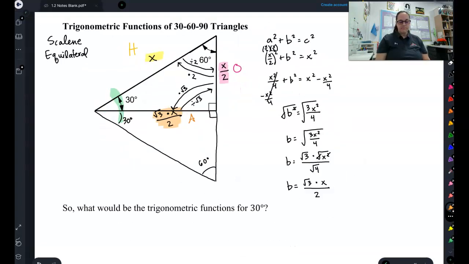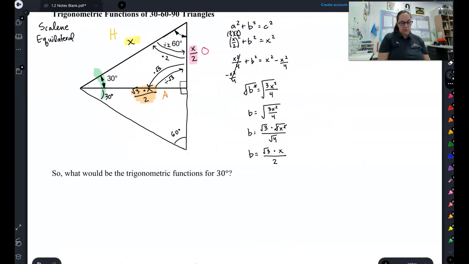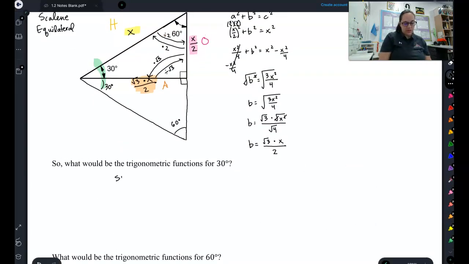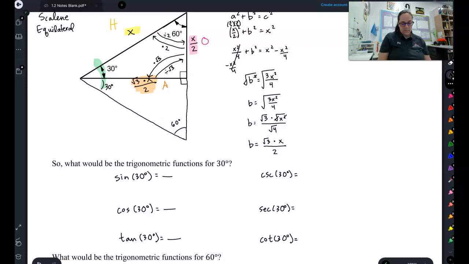There's my adjacent. So now that you have all those labeled, let's do our 6 trig ratios. And this is a 30 because that's the angle we're focusing on. So, same thing as last time. I'll do the first one with you, have you pause the video, and try the rest of them on your own. So, sine of 30, that is SOH, opposite over hypotenuse.